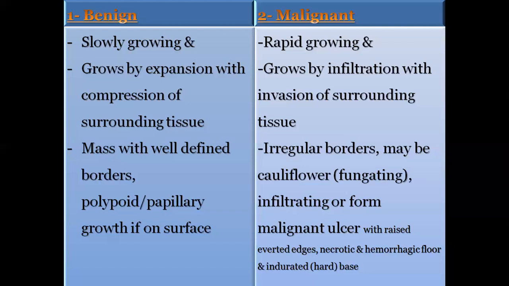internal organ. Okay. However, the malignant tumor has a characteristic description in which the malignant tumor appears as a cauliflower-like mass, or called fungating, or an infiltrating, deeply infiltrating mass that thickens the tissue, or a malignant ulcer, okay, which has edges that look outside externally. It's called everted edges, and they have necrosis and hemorrhage in the floor. Let's see the pictures and try to understand.